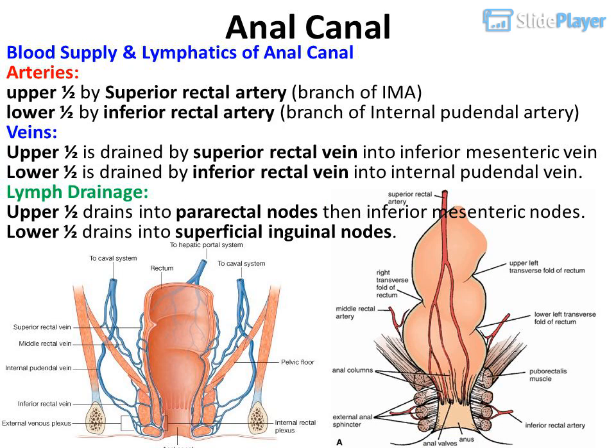Anal canal. Blood supply and lymphatics of the anal canal. Arteries: the upper half by the superior rectal artery, a branch of the IMA; the lower half by the inferior rectal artery, a branch of the internal pudendal artery. Veins: the upper half is drained by the superior rectal vein into the inferior mesenteric vein; the lower half is drained by the inferior rectal vein into the internal pudendal vein. Lymph drainage: the upper half drains into pararectal nodes, then inferior mesenteric nodes. The lower half drains into superficial inguinal nodes.